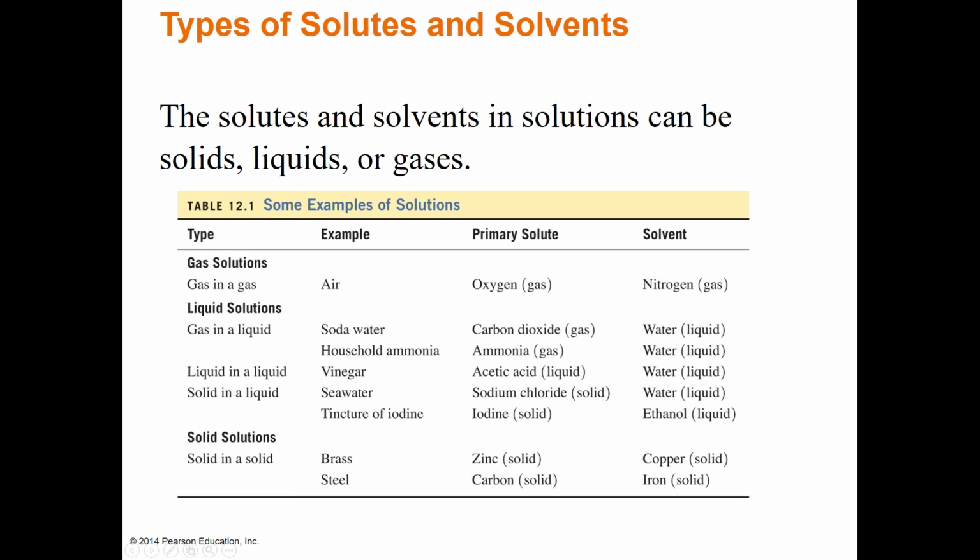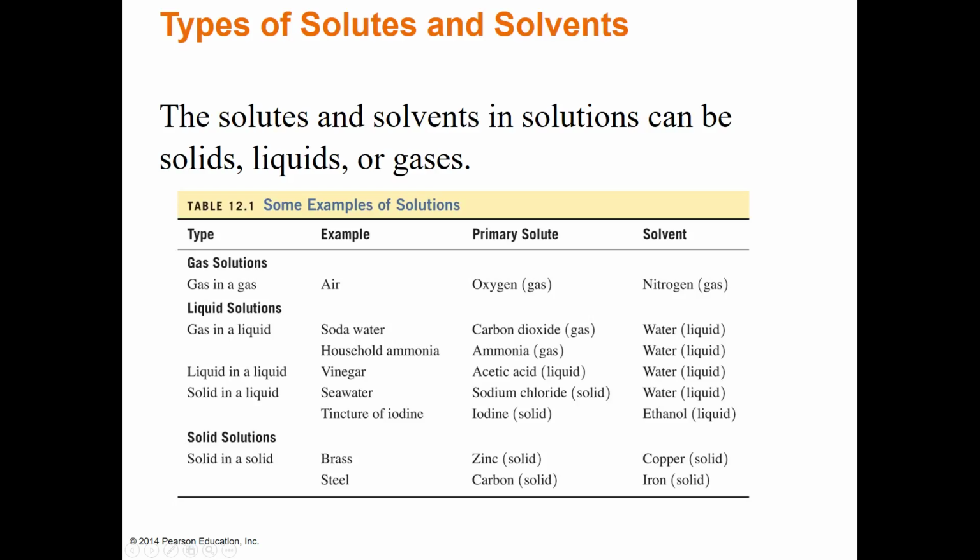The solutes and solvents in solutions can be solids, liquids, or gases. So you can have different kinds of solution. You can have a gas solution where you have a gas dissolved in a gas. For example, air, the primary solute is oxygen, and then the solvent is nitrogen, because you have nitrogen in larger quantity. About 78% of air is nitrogen, and 21% is oxygen. So since oxygen is present in the smaller quantity, oxygen would be the solute. There are other solutes also. That's why they're using the word primary solute. You have other trace gases like carbon dioxide, carbon monoxide, sulfur dioxide, and other pollutants that might be in the air.